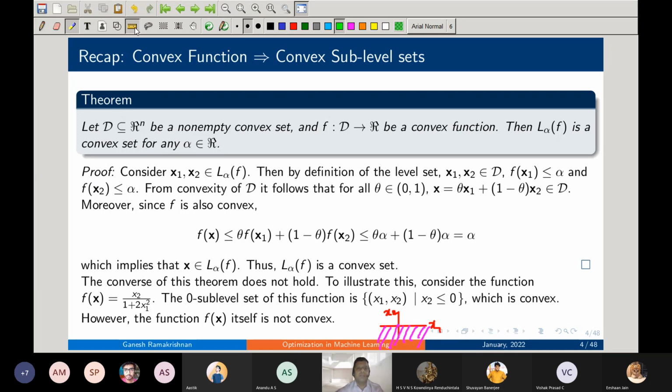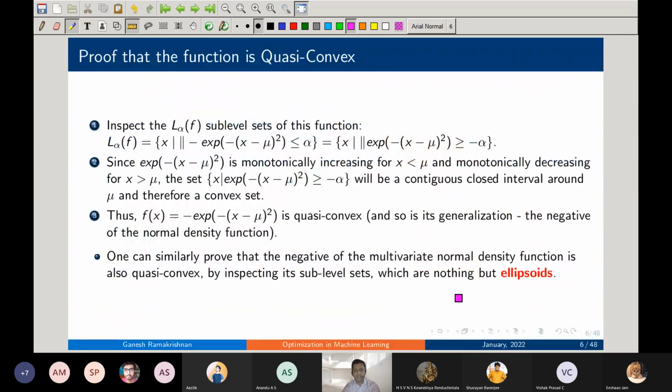So we're just trying to do something similar. Please let me know if you have made some observations. The sublevel sets were all convex, and now we want to do the same thing here. Has anyone worked this through?